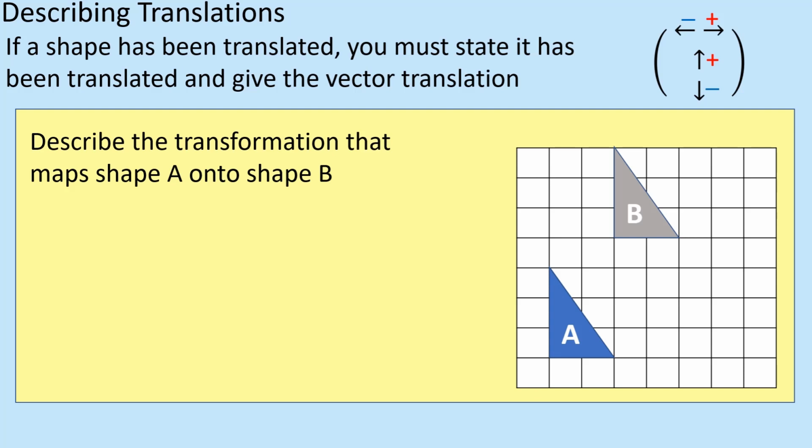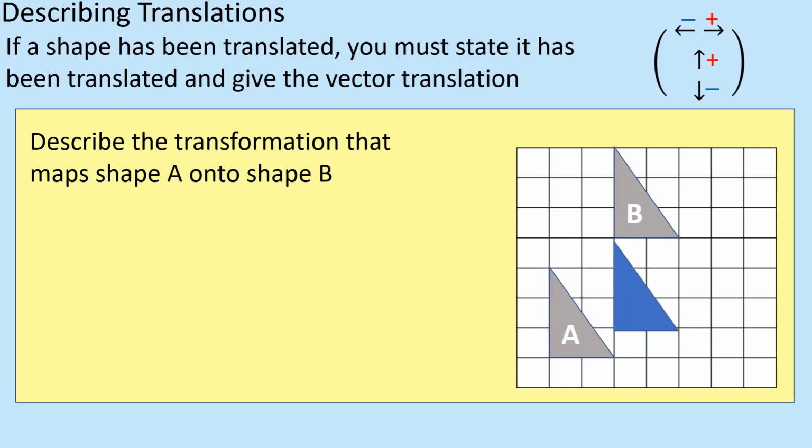So has it been rotated? No. Has it been reflected? No. What's the other option? Has it enlarged? No. So my only option here is just literally moved. All right, so actually saying it's translated is going to get you a mark in the paper, because they want to know that you recognise that it's been moved and nothing else happened to it. So translation is the first bit.